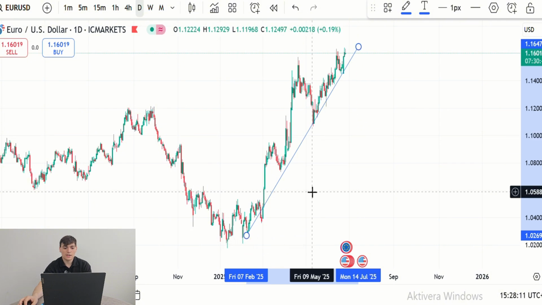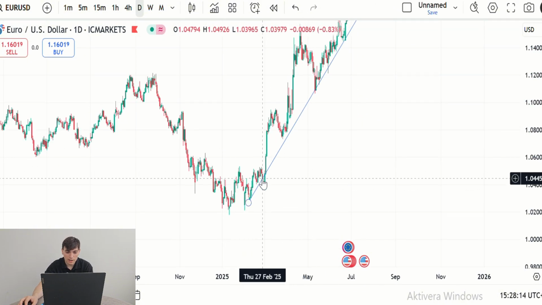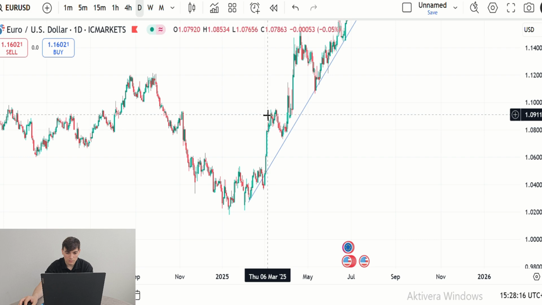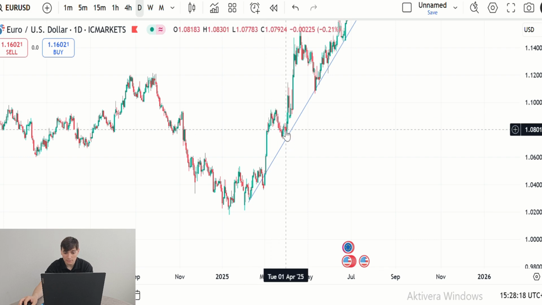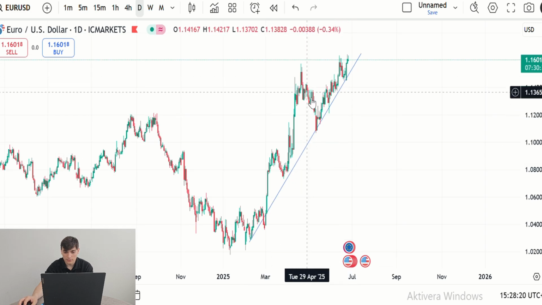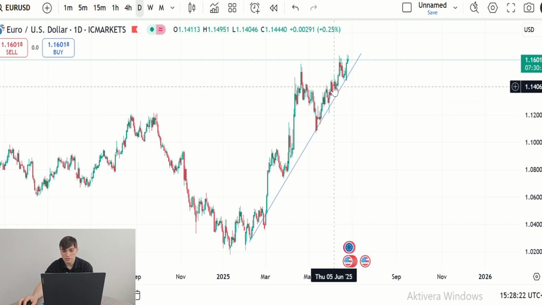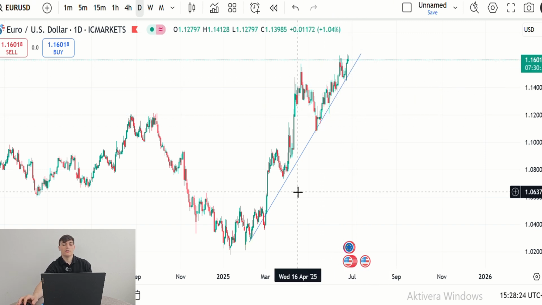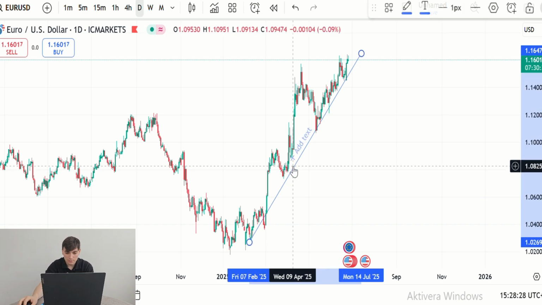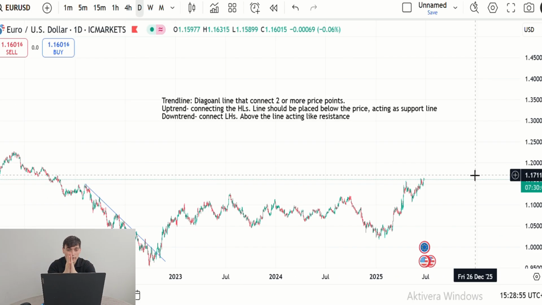Okay. And you can see that price went down a little bit, then up again. It didn't hit perfectly, then went up. It hits perfectly, and now it's kind of hitting all the time. This is how we draw a trend line in an uptrend. Pretty simple stuff.